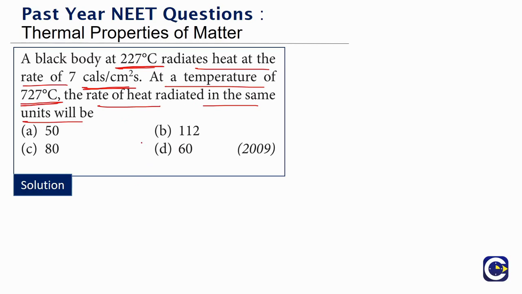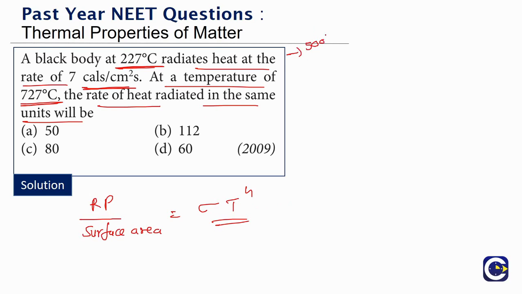So here for the black body, if you observe, they are not giving us the radiation power. What they are giving us is the intensity, which means the radiation power divided by the surface area. As per Stefan's law, it is nothing but sigma T power 4, assuming it is a black body. So initially what is the temperature? They are saying 227, which means in Kelvin scale, what is it going to be?